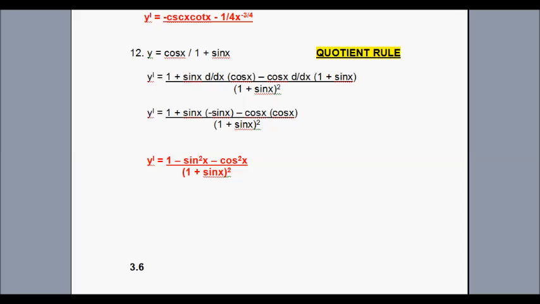The derivative of cosine x is negative sine x, and the derivative of sine x is cosine x. My bad, for a second I got mixed up. Anyways, so it's going to end up looking like 1 plus sine x times negative sine x minus cosine x times cosine x. And you're going to combine like terms, and you're going to get 1 minus sine squared x minus cosine squared x. And you keep the 1 plus sine x squared.